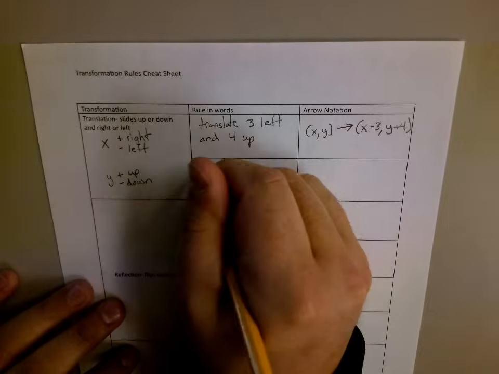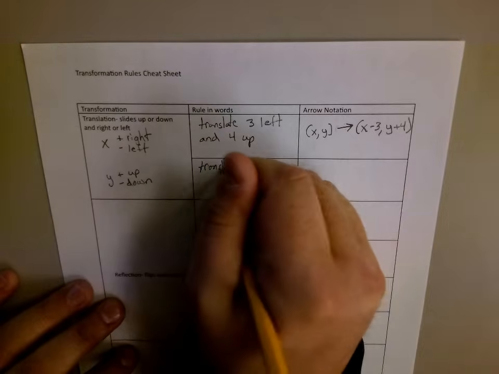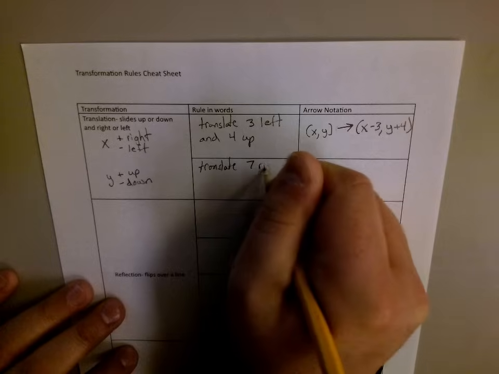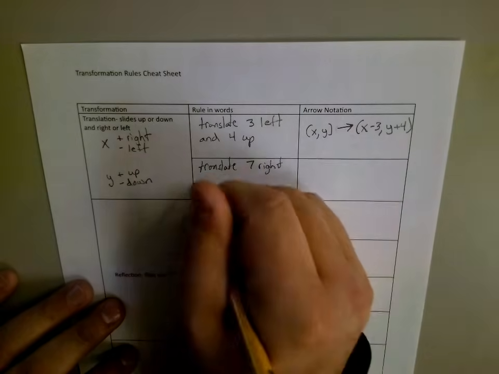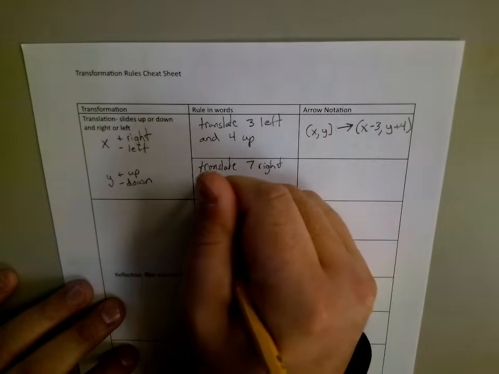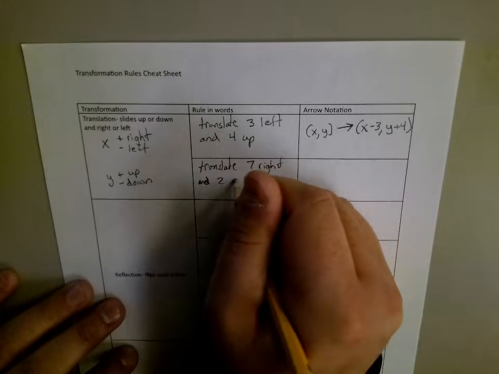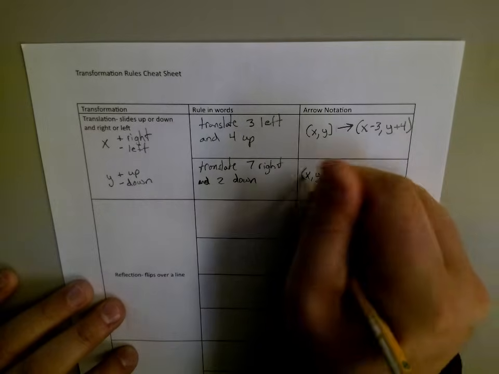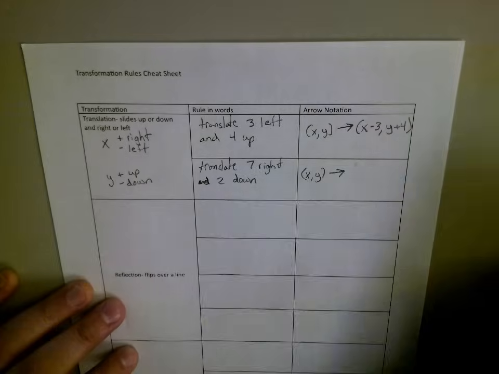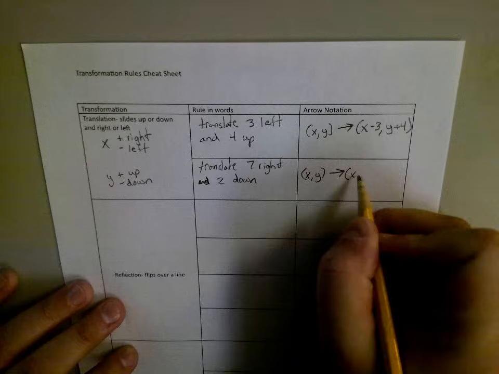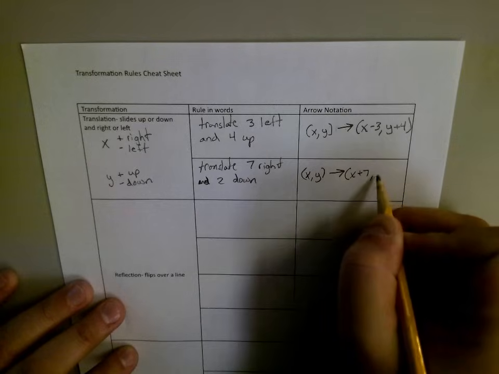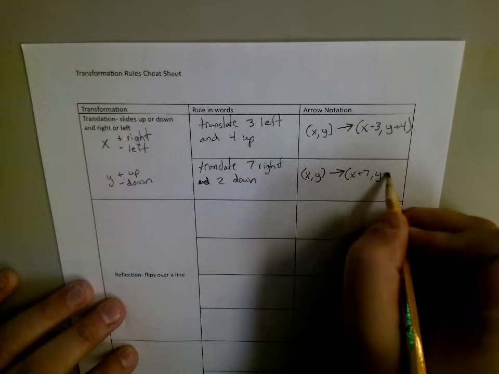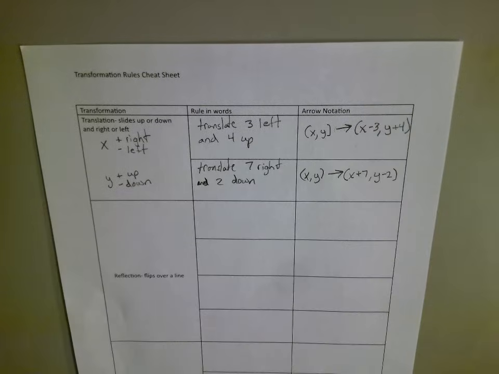Okay, let's do one more. So translate 7 right and 2 down. So again, I'm taking my original point here, X comma Y. I'm doing my translation. So 7 to the right, since right is a positive change, I'm going to add 7. I'm going to take my Y value, and since it's going down 2, that's a negative change. So that's how I would show it in the arrow notation. Okay?